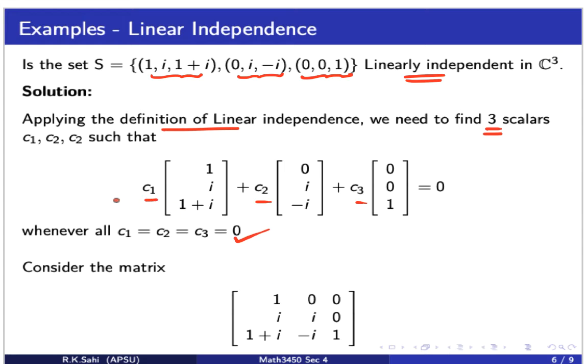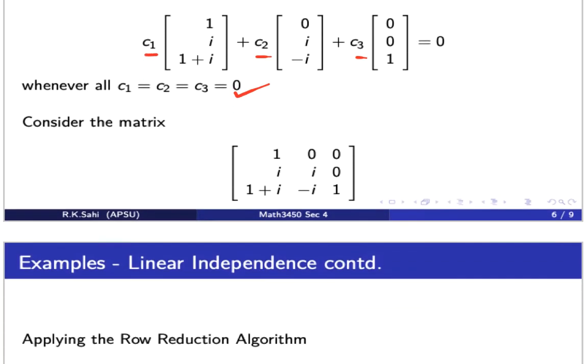Okay, either you can literally open up this linear combination and do all the solving of the linear system, or we can apply the things we just learned in the previous slide. That is, we write these vectors (1, i, 1+i), (0, i, -i), (0, 0, 1) as columns of a matrix and try to prove that all the columns become pivot columns. If that happens, then clearly this set is linearly independent.